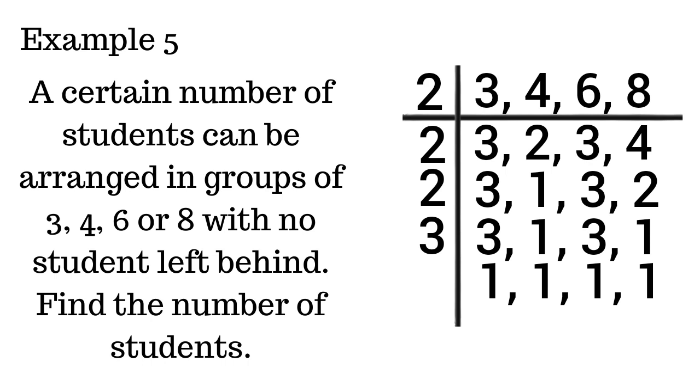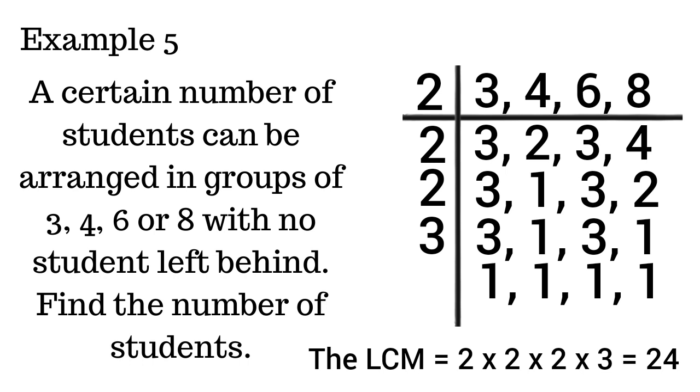So when we multiply this, we have 2 times 2 times 2 times 3, which is 24. So 24 students can be shared in groups of 3 without a remainder, in groups of 4 without a remainder, in groups of 6 without a remainder, and in groups of 8 without a remainder. So that's how to solve that.